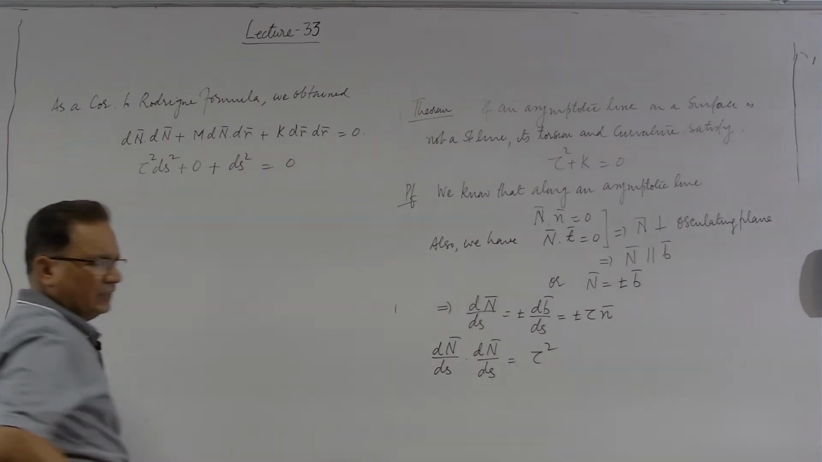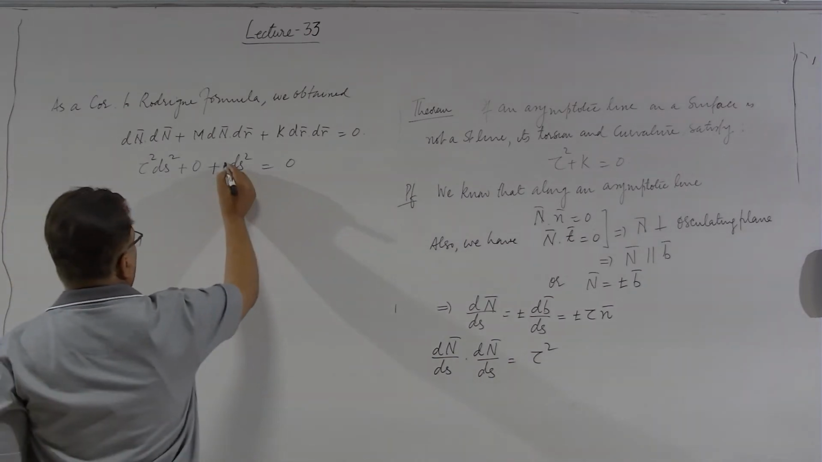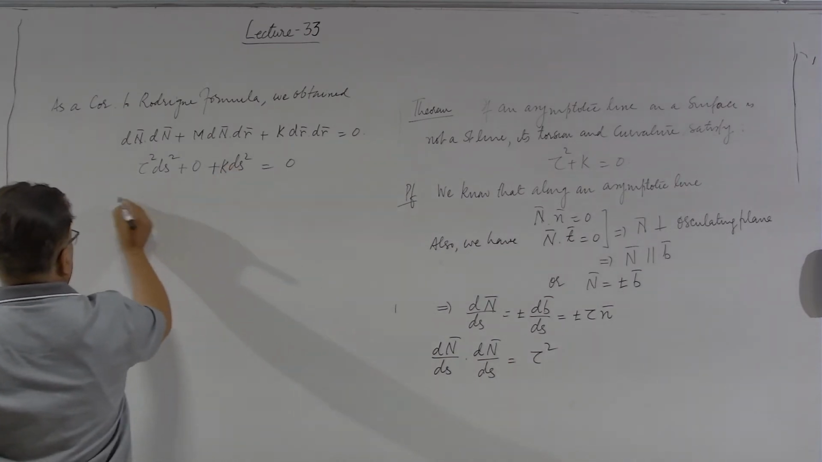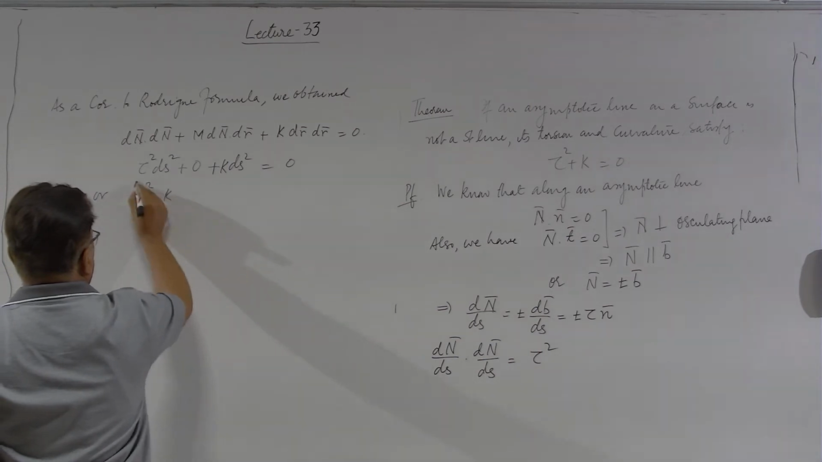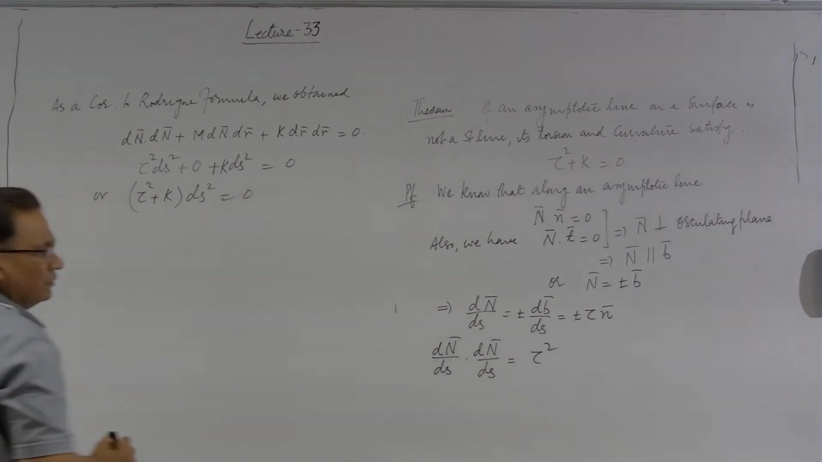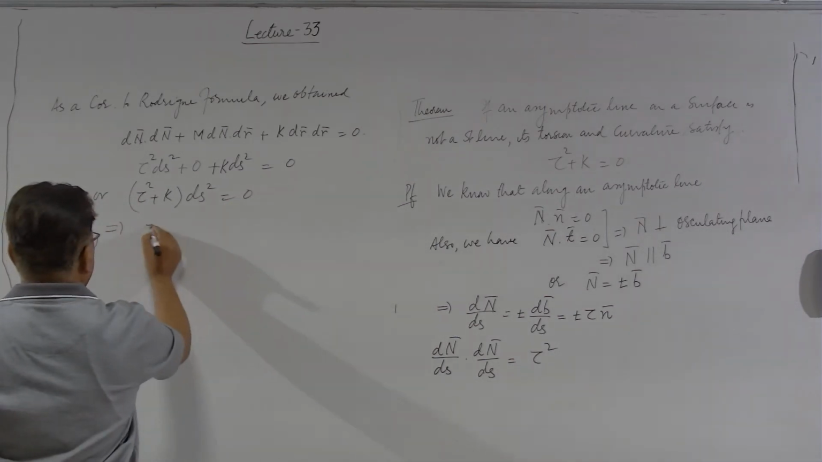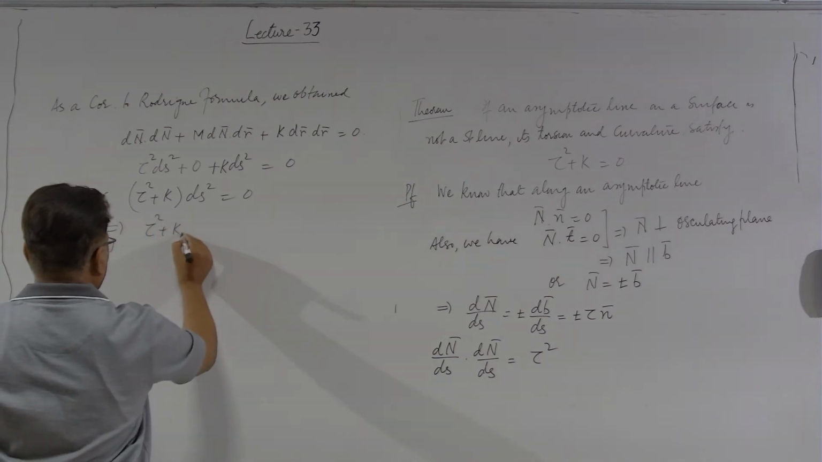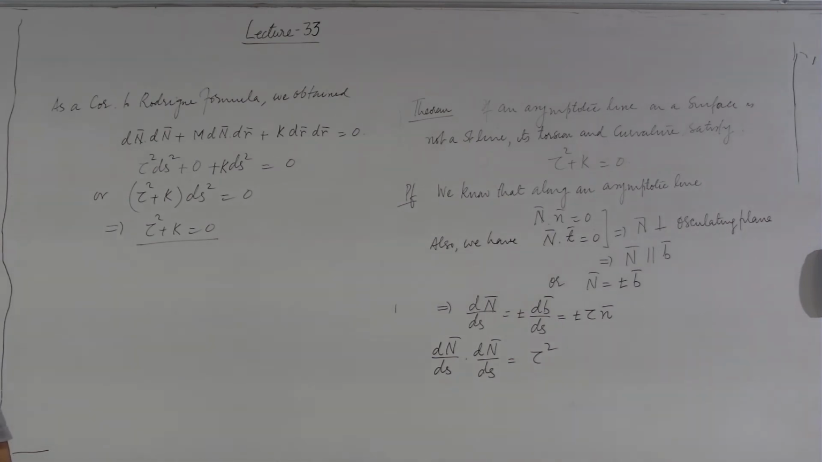All these things are known to you. So, what you have is tau square plus k into ds square equal to 0. Arc length cannot be 0. So, from here tau square plus k equal to 0. This is what you wanted to show.